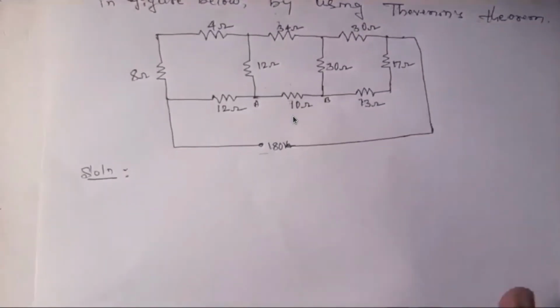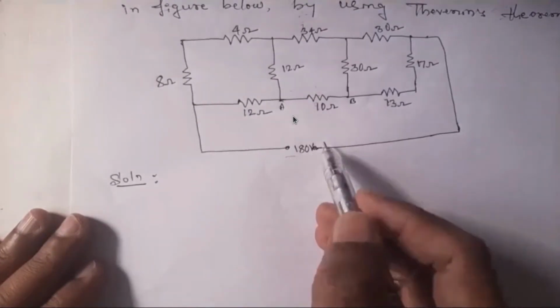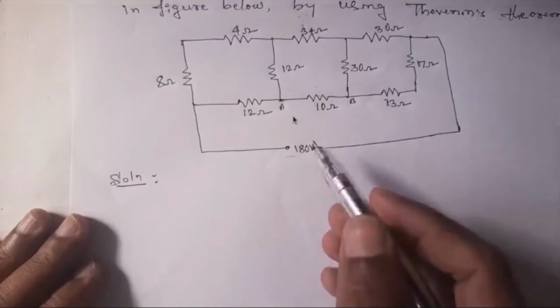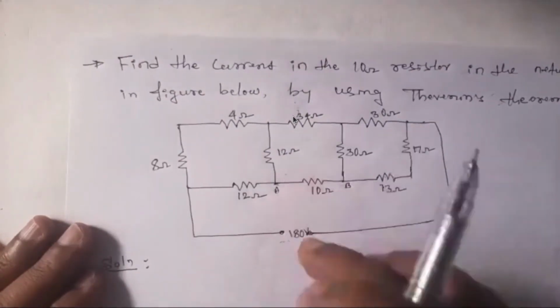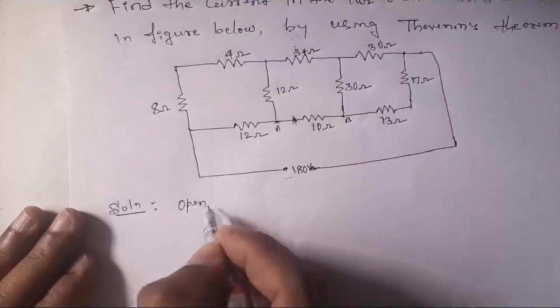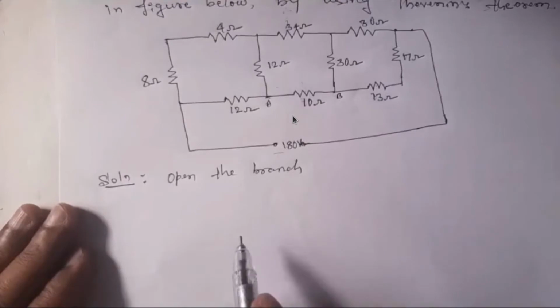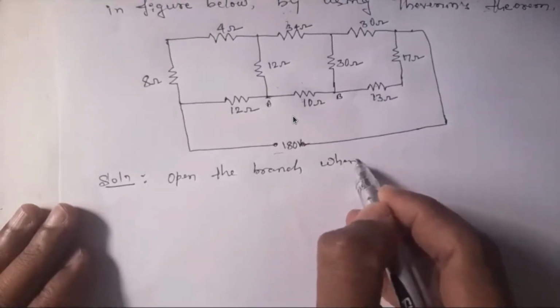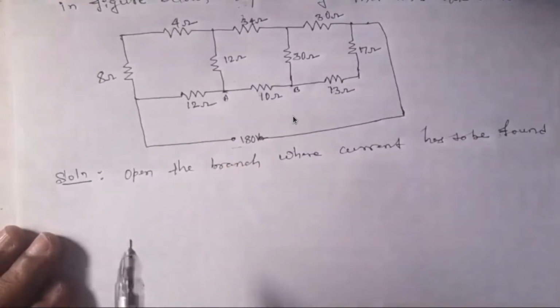Now, let me start. So I am going to open this. Already it is 180 volts, but open the branch where the current has to be found. Here I'll open this. Open the branch because I should find an open circuit voltage, right? Open the branch where current has to be found. So by opening this, I'll redraw it.